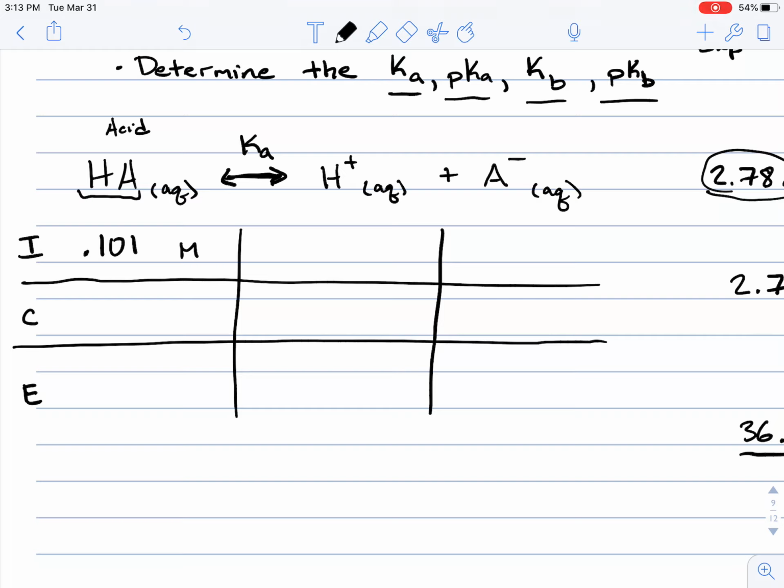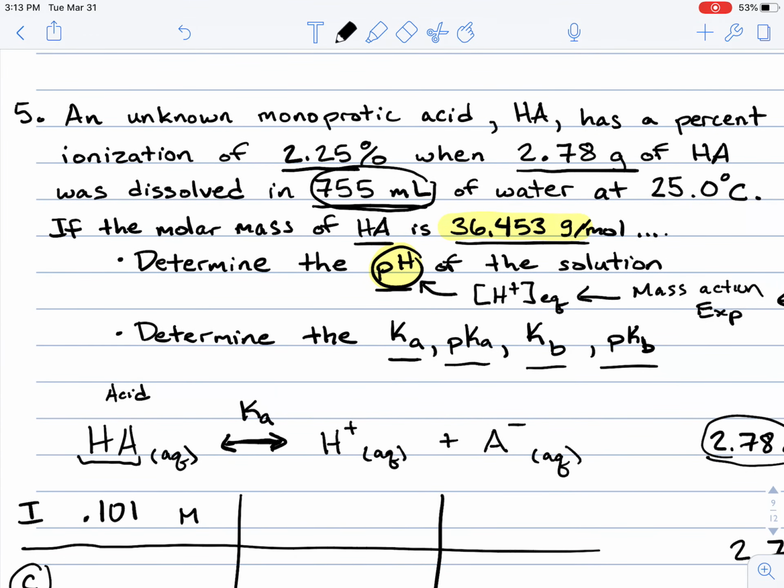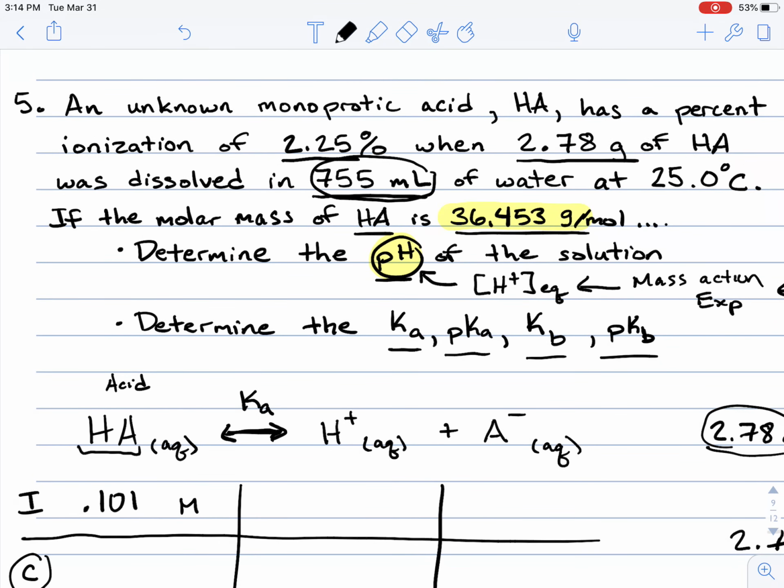Now that we have the concentration, we're going to go ahead and figure out what the change is. And so we have two options. Either the change is going to be equal to the initial concentration, which defines a strong acid, or the change is going to be minus X, which defines a weak acid. Now, looking at this problem, notice that the Ka was not given to us, nor was Kb or pKb or pKa. And so we don't know what HA is. It just says it's an unknown monoprotic acid. So it could be a strong acid, it could be a weak acid.